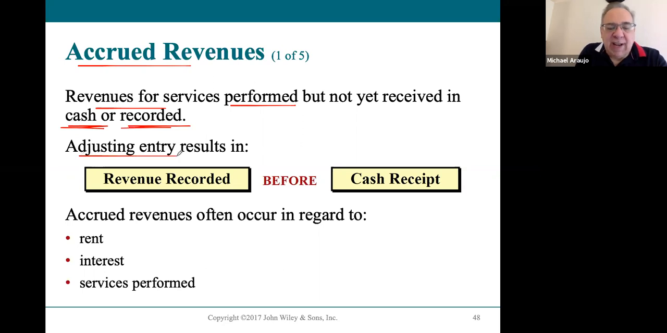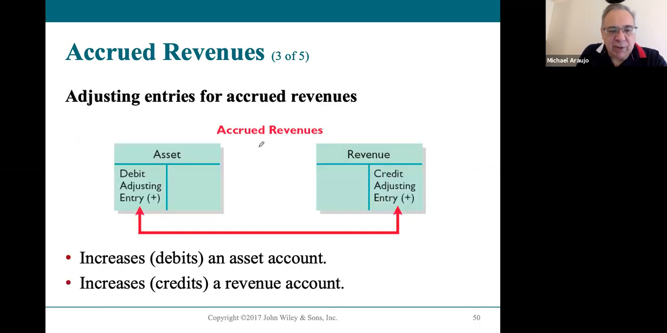And so this adjusting entry is simply indicating whether we have all the revenues for that period of time in our revenue account. And if we don't, we have to put them in and set up a receivable. If we haven't received the cash now, we will receive the cash in the future, which is simply a receivable. Okay. And so we're going to be focusing on basically services that we've performed but haven't gotten paid for yet. Let's take a look at how this works.